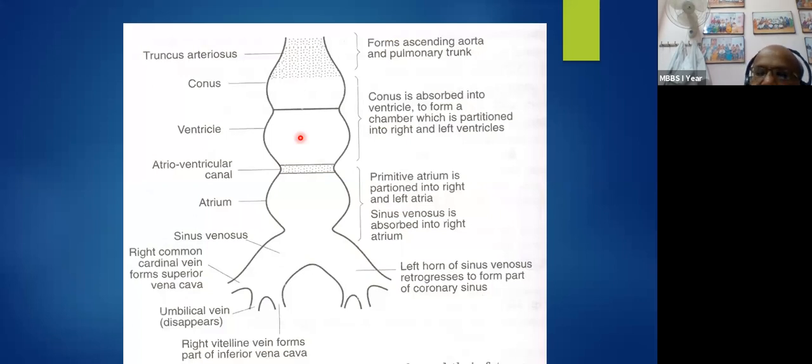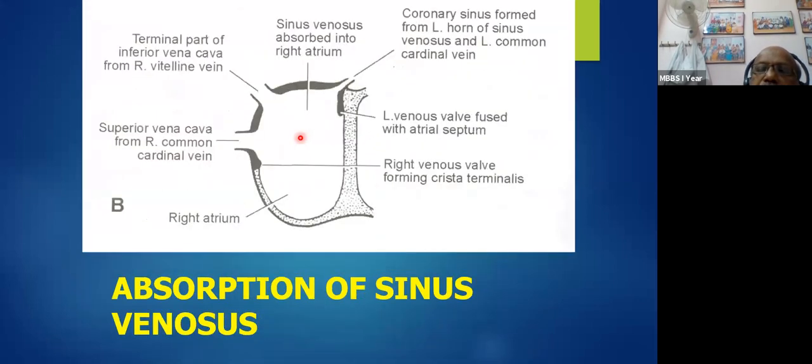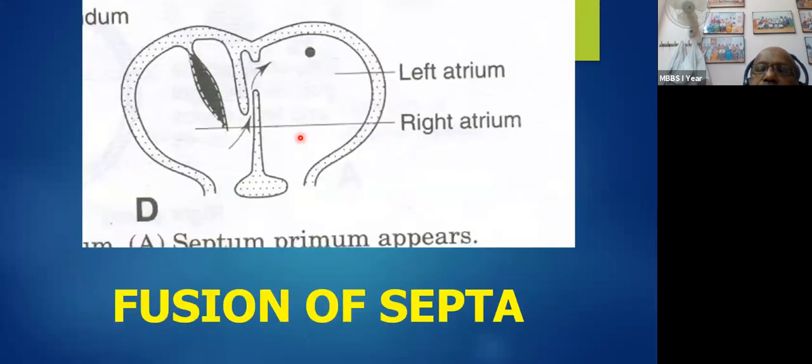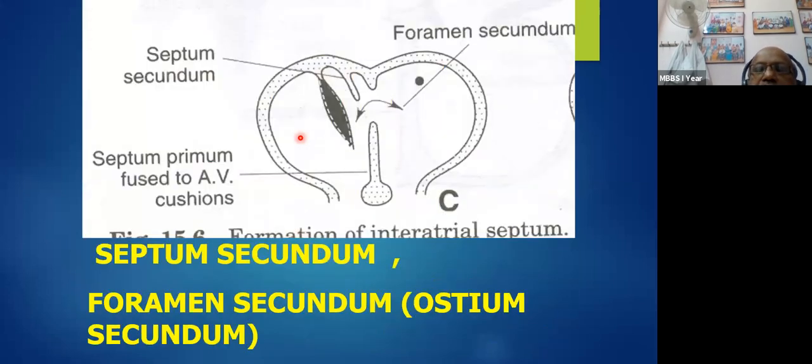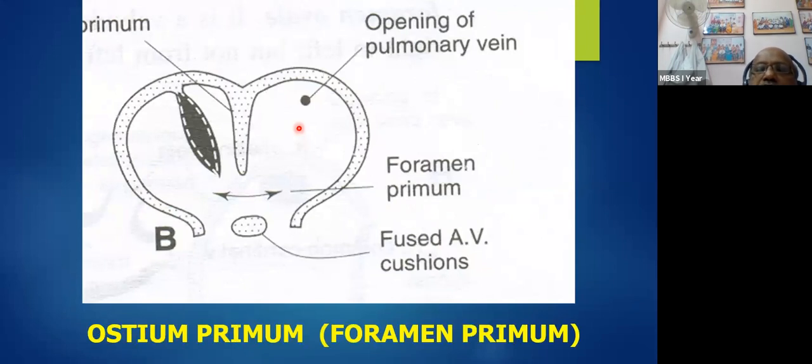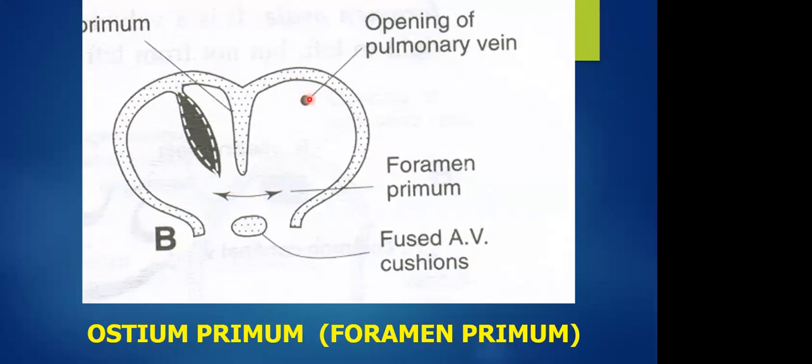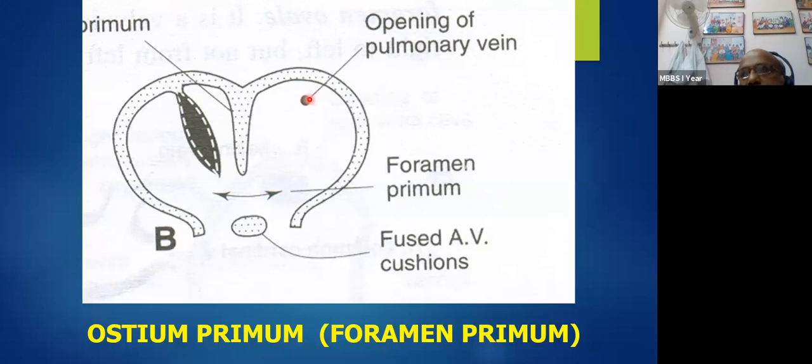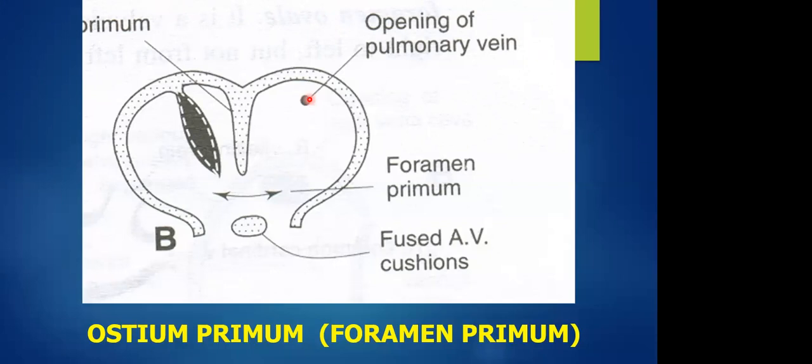Like that, if you see the development of your left atrium, see all these pictures. To the left of the interatrial septum, you are able to make out one opening. It is given as the opening of the pulmonary vein. Are you able to make out? How many pulmonary veins are opening here? Four. Here in this picture, only one. Note that only one vein is there in the beginning.